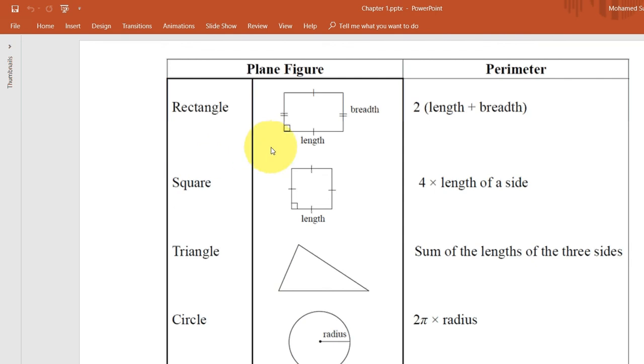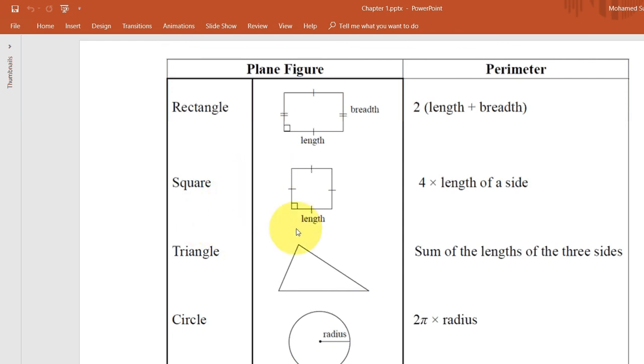So let me take the square. A square is a special kind of rectangle, which means all sides are equal to each other. In this case your perimeter is nothing but 4 into 1 side length. These four sides are equal, therefore the total length of the path is 4 into 1 side length.